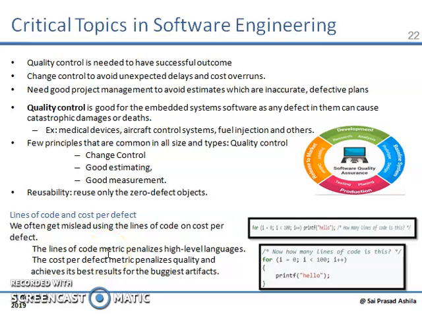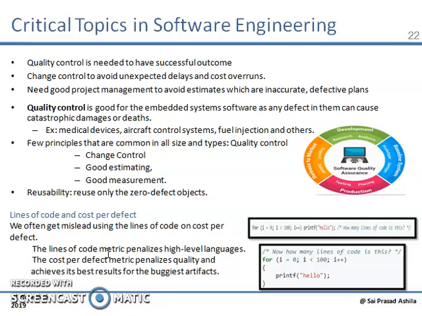Continuing the discussion about the critical topics in software engineering from the previous video, quality control is prioritized for embedded software systems, and there are a few principles that have to be followed for the critical topics in the software engineering system.